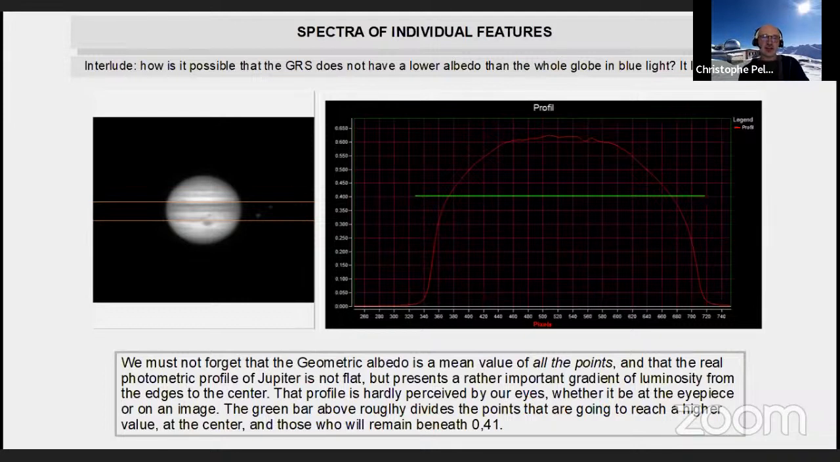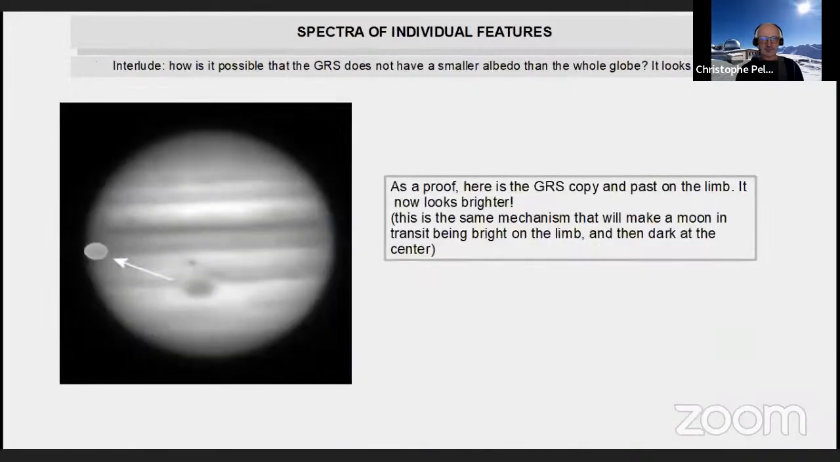That profile is not perceived by our eyes, whether it be at the eyepiece or on an image. And you can see that some points actually are going to reach a higher albedo than the mean value, and others are going to reach a lower albedo. And as a proof, here is the Great Red Spot copied and pasted on the limb. It now looks brighter than it is at the center. Actually, this is the same mechanism that will make a moon in transit bright on the limb and then dark at the center.